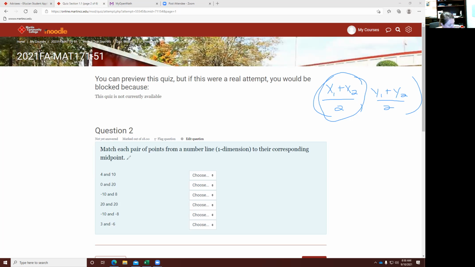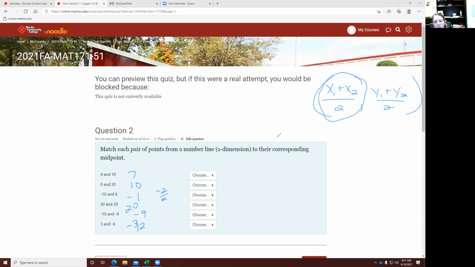So you take 4 plus 10 and you add them and you divide by 2 and you get 7. You take 20 plus 0, you add them together, you divide by 2, you get 10. Negative 10 plus 8, that's going to be negative 2, and negative 2 divided by 2 is going to be negative 1. 20 plus 20 is going to be 40. 40 divided by 2 is going to be 20. This is going to be negative 18 divided by 2 is negative 9. And then negative 3 divided by 2 is going to be negative 3 halves. Okay, that one should have been an easy one.